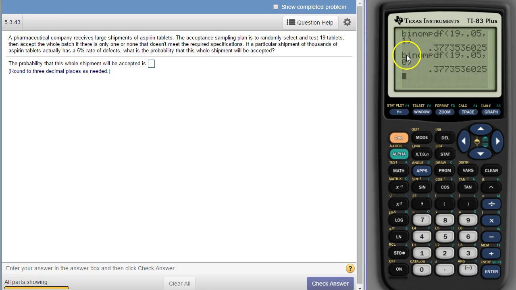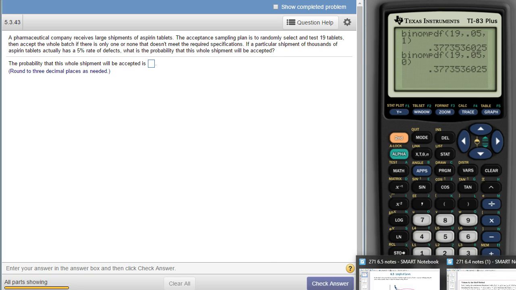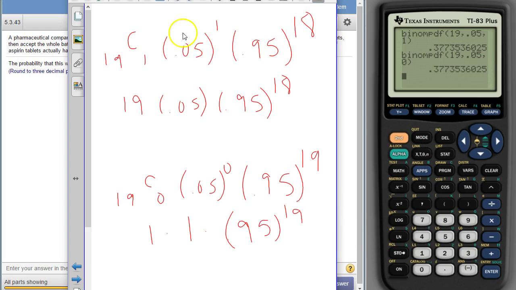We did change this last number, and you may be thinking, that doesn't make sense. Why would we get the same thing? It goes to the formula. The formula for these is N, the sample size, choose X, the number of successes. This is for the top one. And then it's the probability of success to the X power, and then the probability of failure to the N minus X, 19 minus 1, to the 18 power.